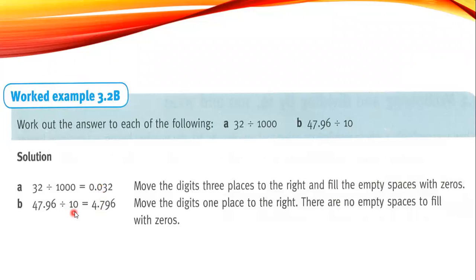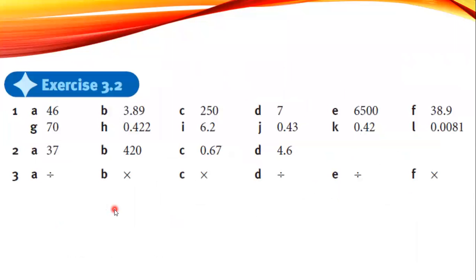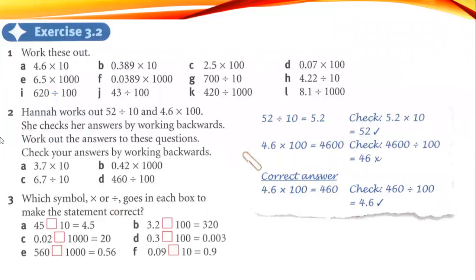Same like this, here divided by 10, so this point moves one step forward. So here the answer is 4.79. Question number 1, it's multiplied by 10, so this point is moving one step forward. Here multiply by 10, this also moves forward, so 3.79. It's also multiplied by 100, so I just move two times, one time here, next time here. If there is nothing here, you put 0, so it's 250.